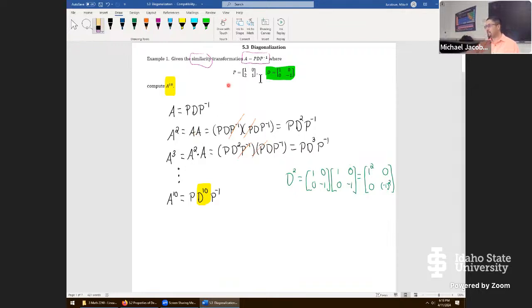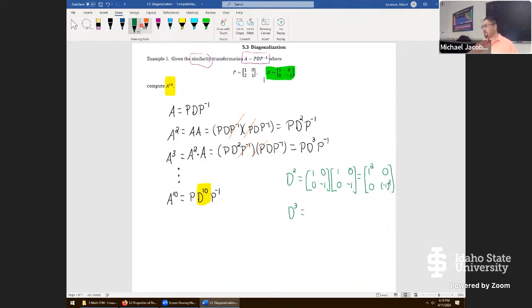So notice what's happened. If your matrix is diagonal and you multiply it against itself, what seems to happen is you're just taking the diagonal entries and squaring them. There's a pattern there as well, but let's show it one more time just to see if it's holding up.